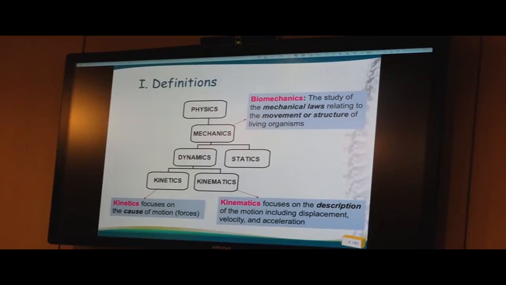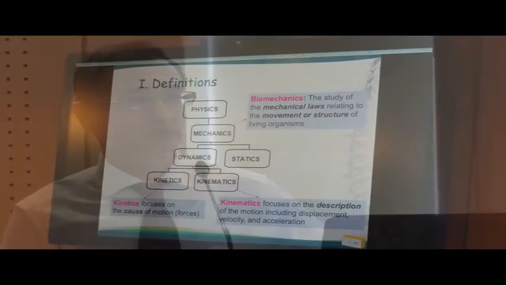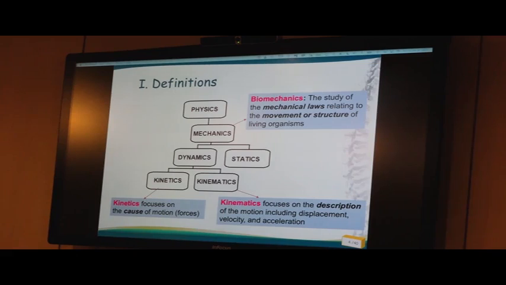Definitions. Biomechanics means the study or discipline of the mechanical laws relating to the movement or structure of the living organisms. It is subdivided to disciplines, dynamics and statics, and dynamics also subdivided to kinetics and kinematics, which is important for spine also. Kinetics mainly focus on cause of the motion, that means forces, load. And kinematics does not interest in load, but it is related with motion, description of the motion, including displacement, velocity, and acceleration.